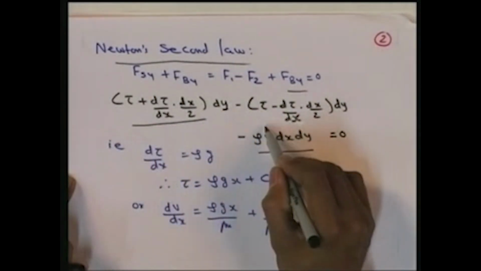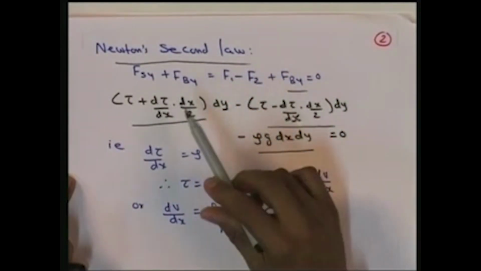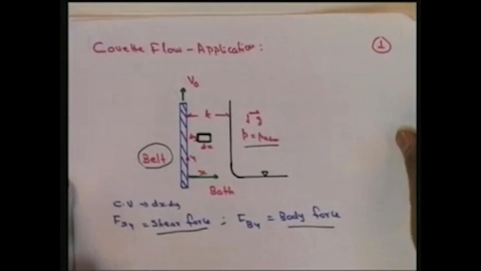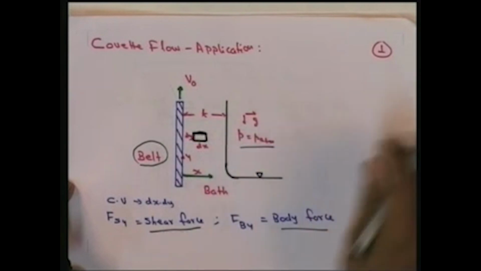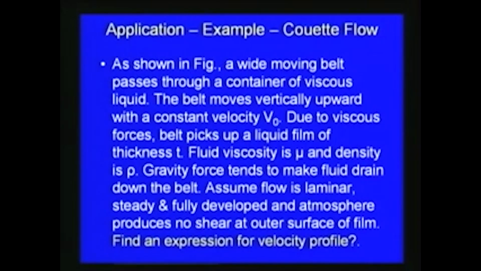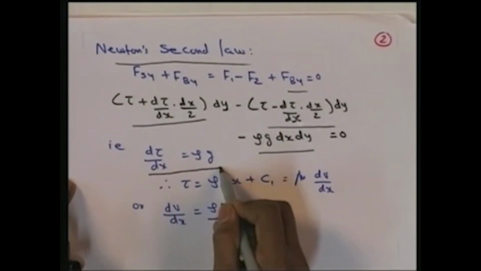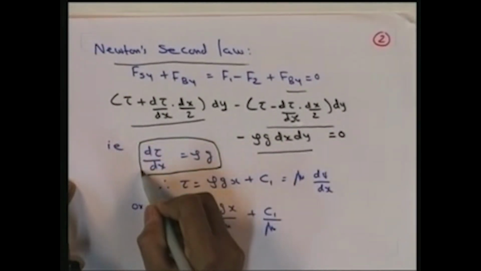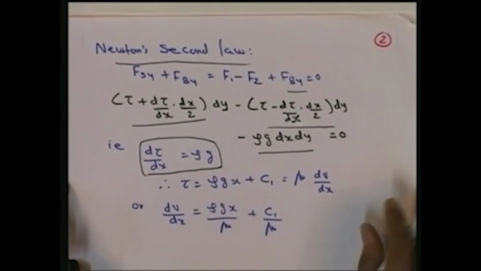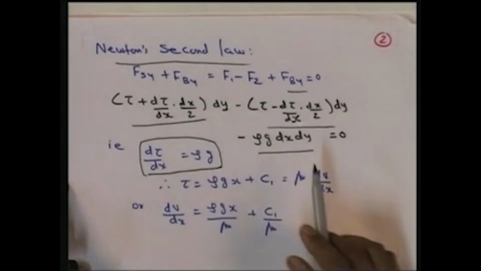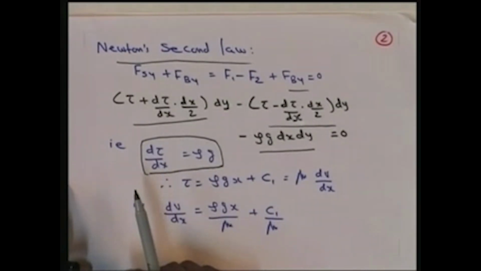So, finally, if you substitute the shear forces and body force with respect to the fluid element which we considered here, while equating the body force and the shear force, we finally get an expression: d tau by dx is equal to rho into g, where rho is the mass density, g is the acceleration due to gravity, and tau is the shear stress. So, this is the expression for this particular case which we consider here.